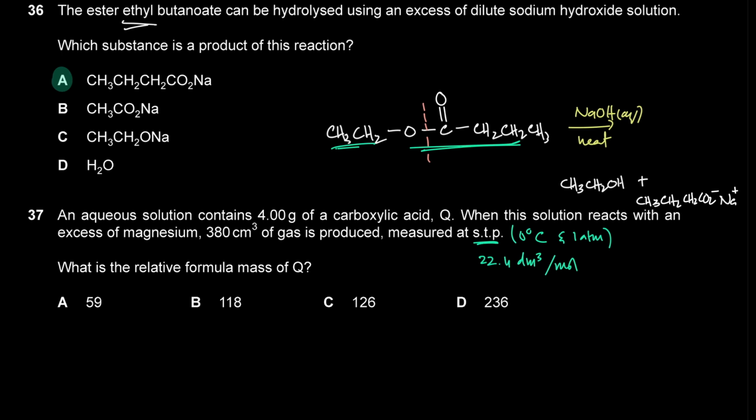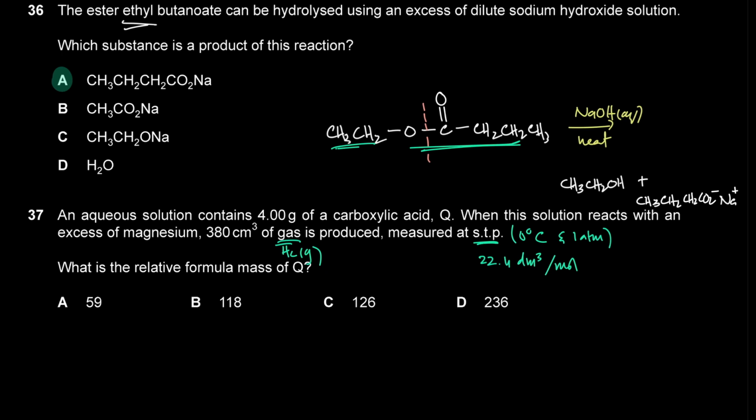Now, the first question I have, before we do any calculations, is what gas is being produced when magnesium, which is a reactive metal, reacts with carboxylic acid Q? The gas being produced is hydrogen gas.